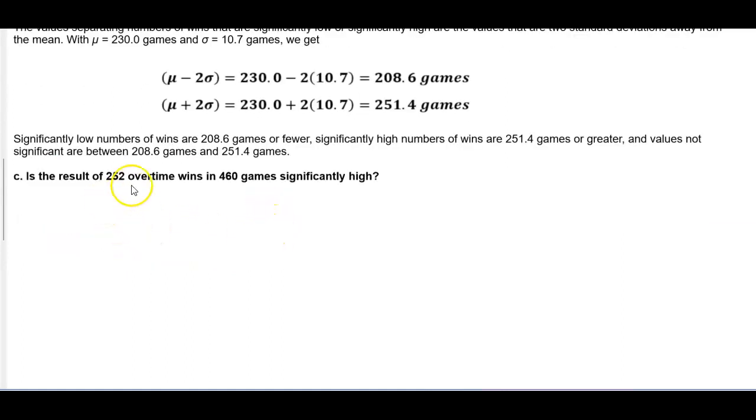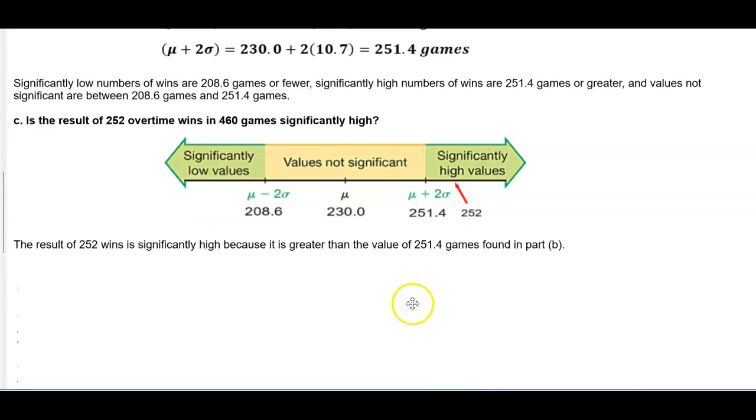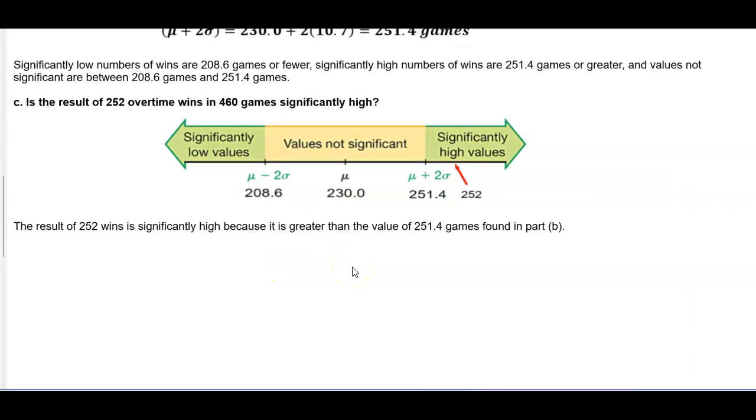Now, is the result of 252 overtime wins in 460 games significantly high? Let's take a look here. We know that this value here is 208.6. We know that the mean is 230.0. We know that this value is 251.4, and 252 is in the significantly high range. So the result of 252 wins is significantly high because it is greater than the value of 251.4 games, which was found in Part B.